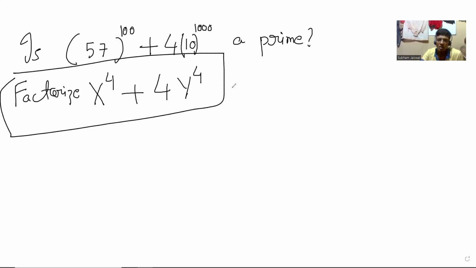This is the homework. It's easy. This is the complete version of the Sophie Germain identity. Is it called Sophie Germain? Yeah, right. So that is good, right?